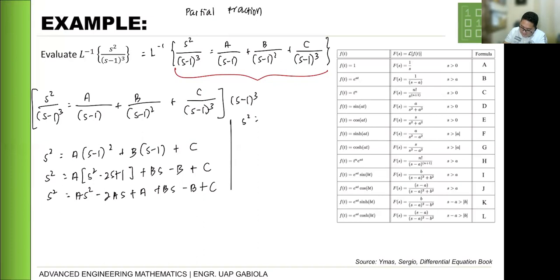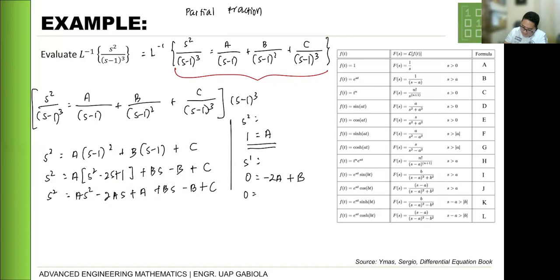So sa left hand side, we have 1 na coefficient. Sa right side, we have value na A lang, no? So A. So meaning A is equals to 1. Pag S raised to 1 or S lang, si left side wala siyang S lang. Pero si dito meron tayong negative 2AS tsaka BS. Okay? Equals to negative 2A plus B.